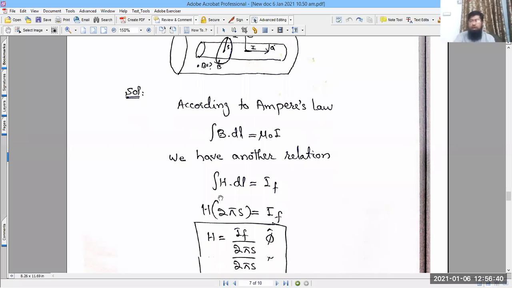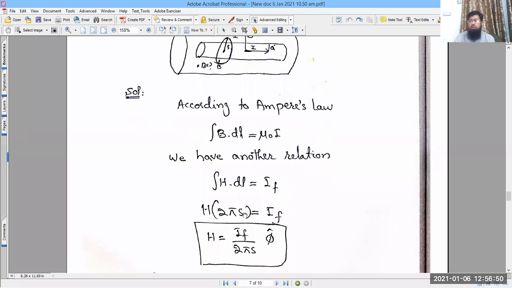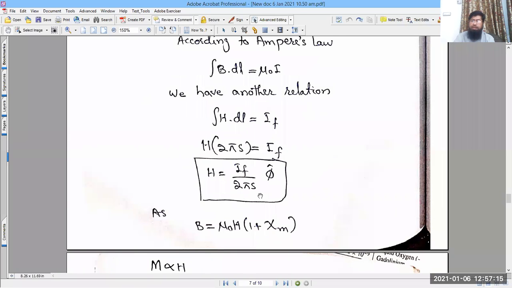Clear? So for H dl, the circumference we are taking is 2 pi s. It means this is the circumference of any Amperian loop, which is an imaginary loop whose radius is s, and s is the distance from the center of the inner cylinder, between the inner and outer cylinder. Integral over dl gives you the circumference 2 pi s, which is equal to I, so by cross multiplication H is equal to I over 2 pi s.